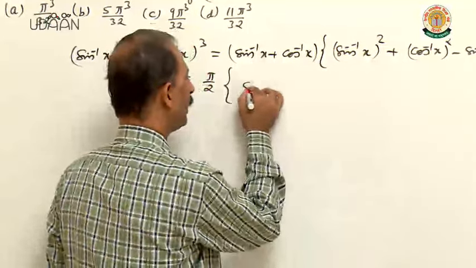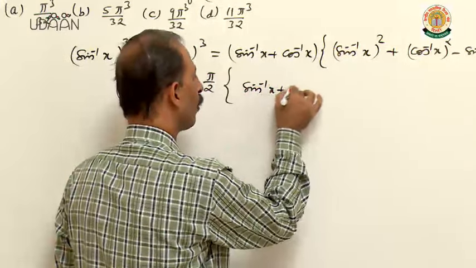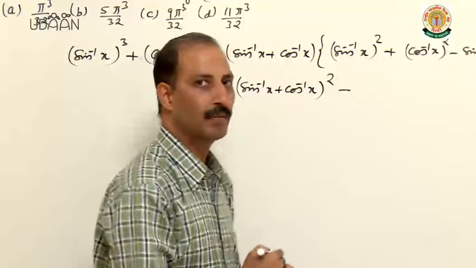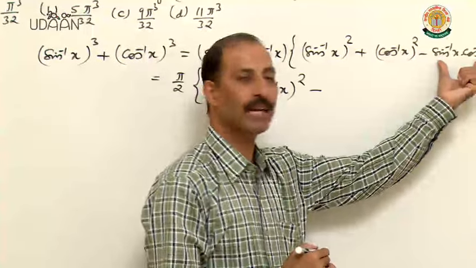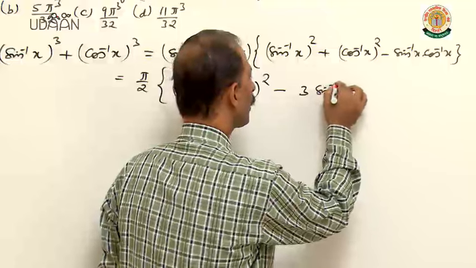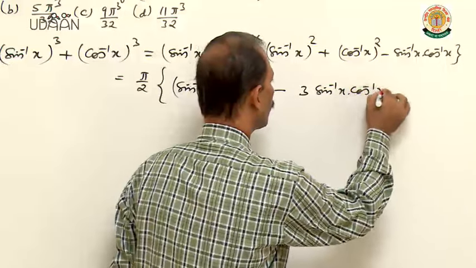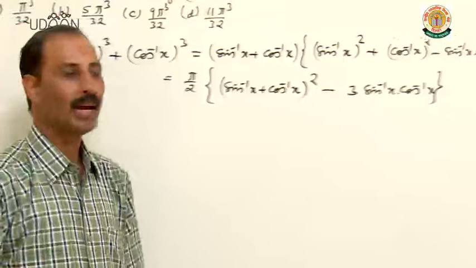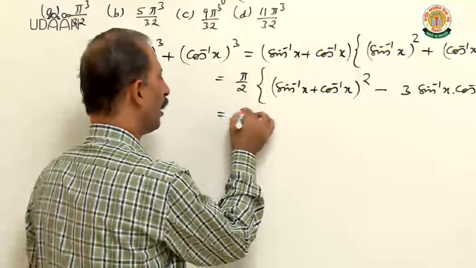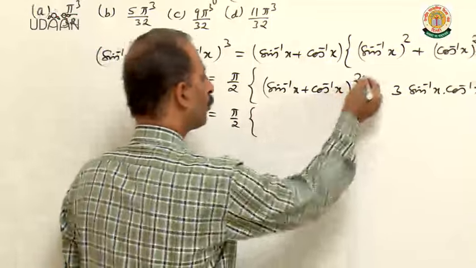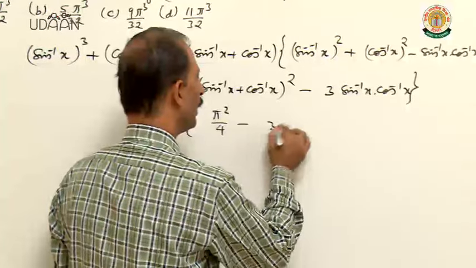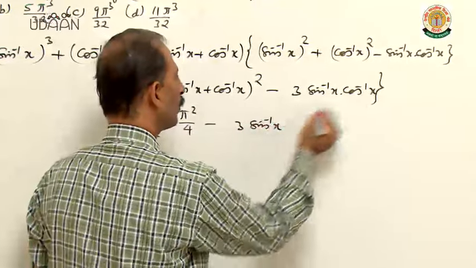So I am writing here sin inverse x plus cos inverse x whole square minus 2 times sin inverse x cos inverse x, and 1 times sin inverse x cos inverse x is already there. So it becomes 3 times sin inverse x into cos inverse x. Again you know this value, sin inverse x plus cos inverse x. How much is the value? Pi by 2, and the square of that becomes pi square upon 4 minus 3 times sin inverse x cos inverse x.